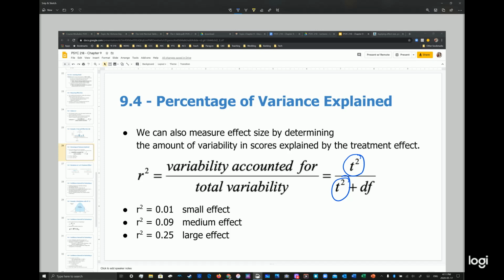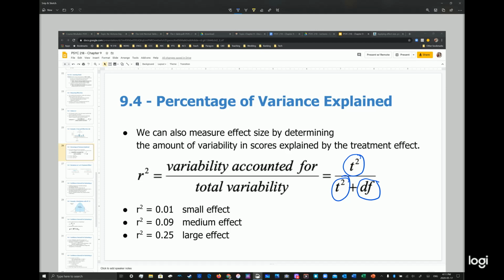So we're comparing the variability that is explained by the treatment with the total variability. That includes things like mainly individual differences, sampling error, and so on. So that's why we include degrees of freedom.